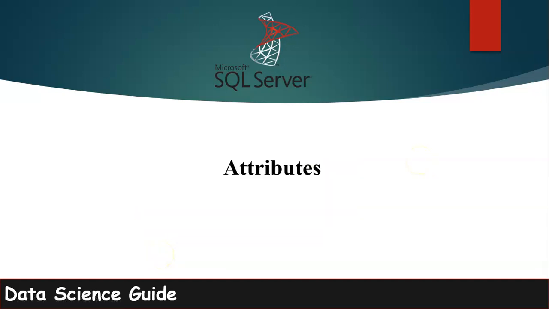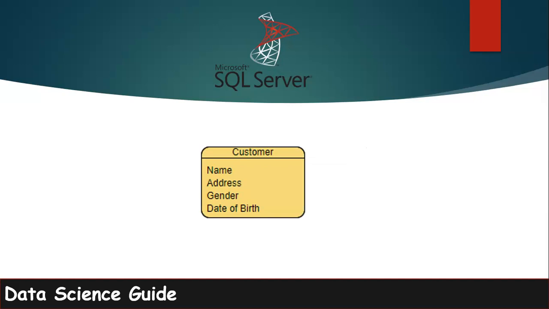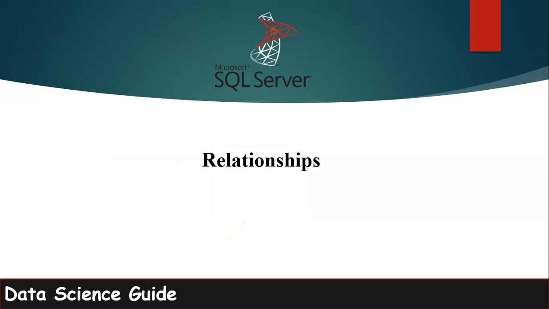And the second component of ERD is attributes. Attributes are facts or descriptions of entities. They are also often nouns and become the columns of the table. So for example, in this customer entity, name, address, gender, and date of birth are attributes. So these are the attributes that will ultimately be converted to columns or fields in a table in a database.